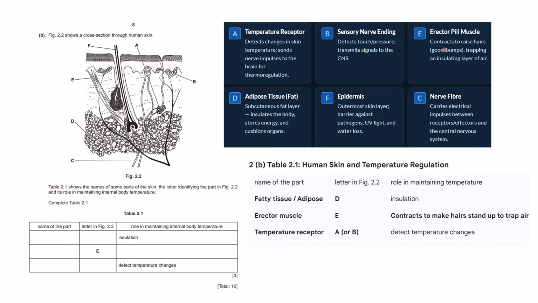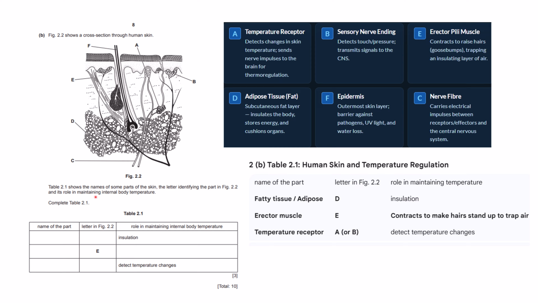Part E, erector pili muscles. Contracts to raise hair, goosebumps, trapping an insulating layer of air. And finally part F, which is epidermis. Outermost skin layer, a barrier against pathogens, ultraviolet light and water loss.